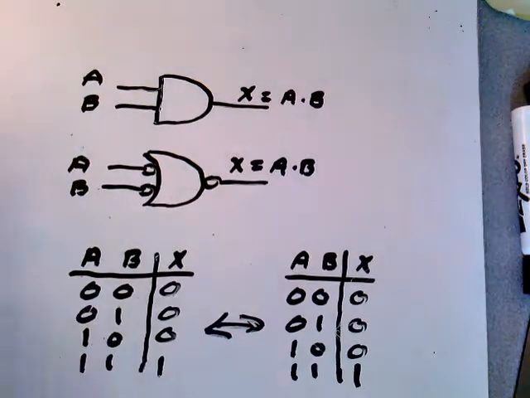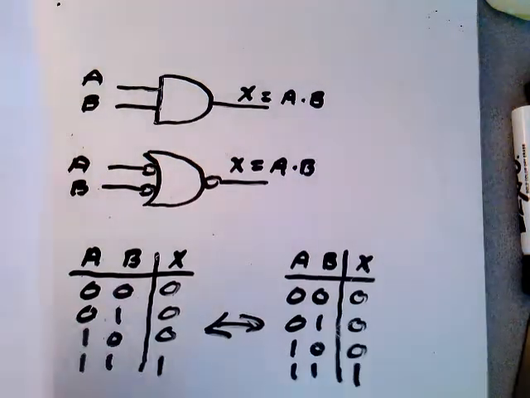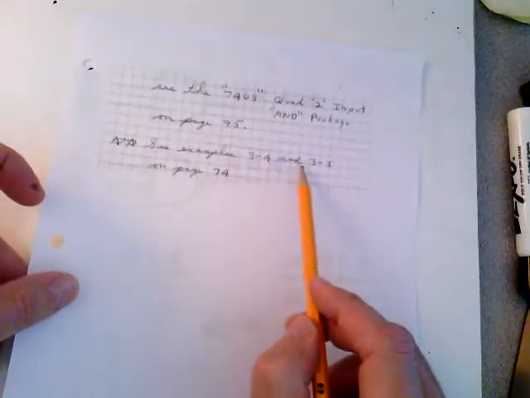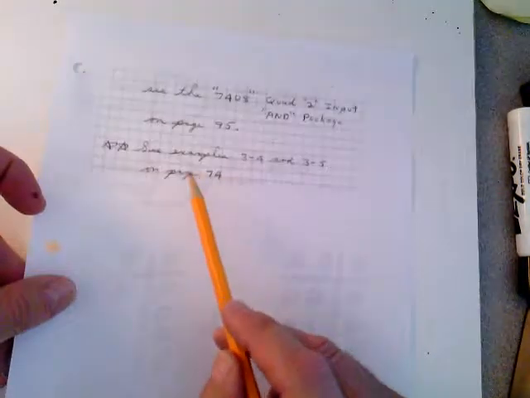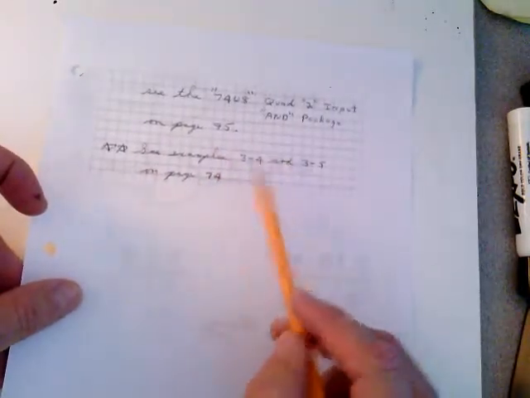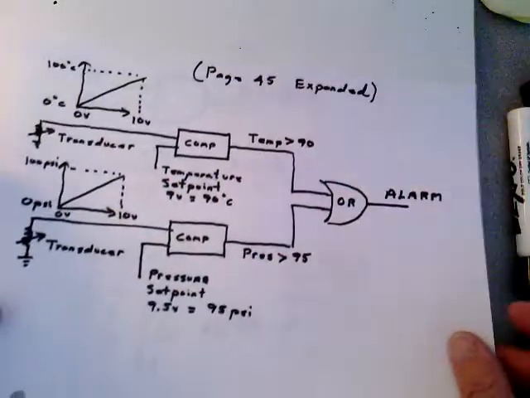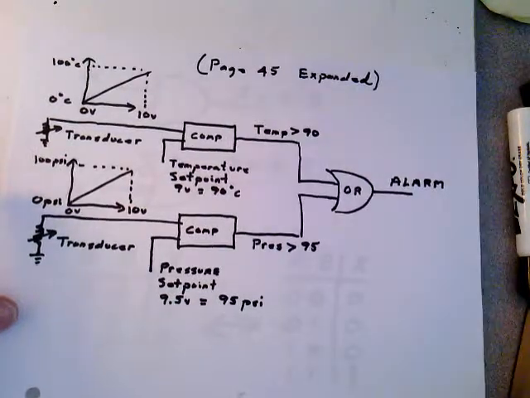And then finally, let's see, we're on page number 48. We're still on page 48. See examples 3.4 and 3.5 on page 74 in your textbook. Make sure you understand those examples. I'm going to show you a quick application here, and we'll be finished with this video.